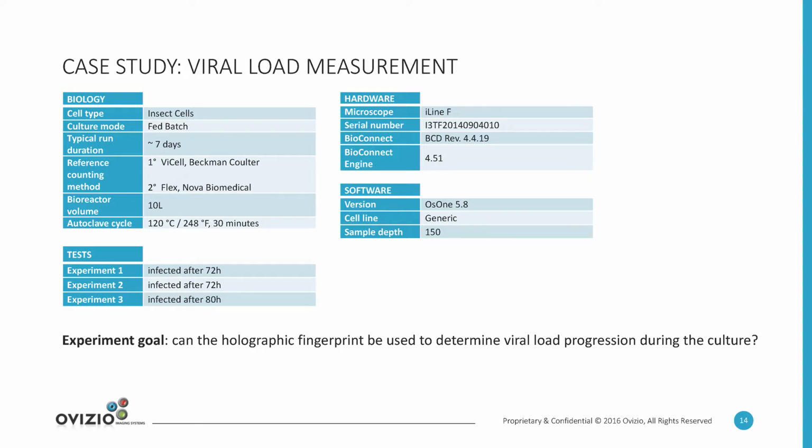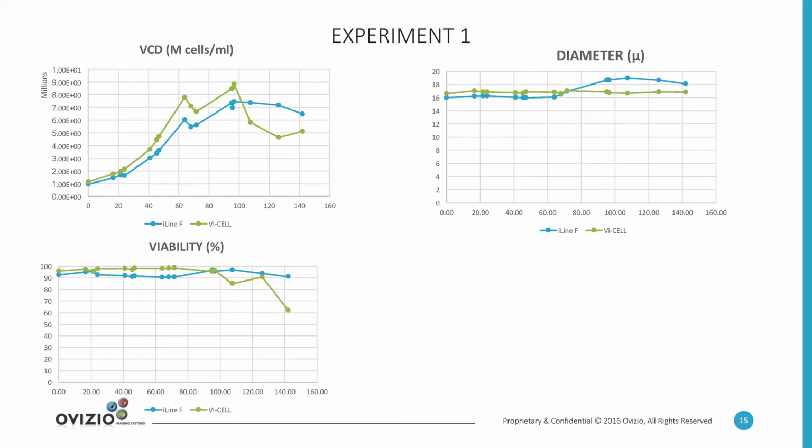But today, maybe the most important is the case study that we finished a couple of weeks ago, the viral load measurement. So we set up an experiment with insect cells and a virus. We have repeated the experiment, in this case 3 times, where the cells got infected the first 2 times after 72 hours and the 3rd time after 80 hours. And the goal of the experiment was, can the holographic fingerprint be used to determine the viral load progression during the culture?